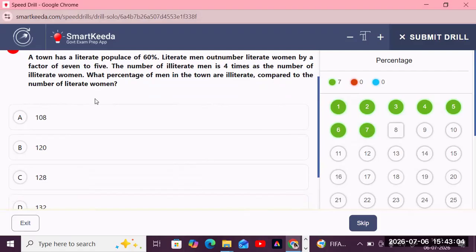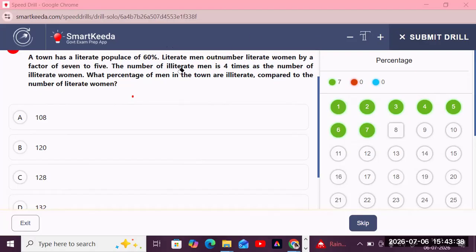Next, a town has a literate population of 60%. Literate men outnumber literate women by the factor of 7 to 5. The number of illiterate men is 4 times the number of illiterate women. What percentage of men in the town are illiterate compared to the literate women?